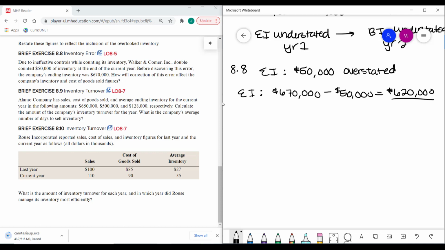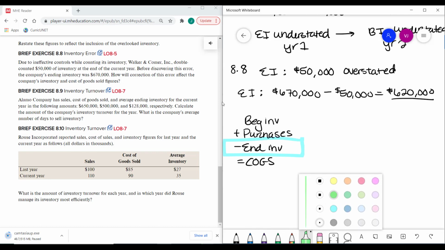And then cost of goods sold, they don't give us the number we had before, but what would happen to cost of goods sold? Well, after we correct it, right? So we have beginning inventory plus purchases minus ending inventory equals cost of goods sold, right? So ending inventory, we said, is overstated before the correction of the error. It was overstated, right? And if I subtract too much, what happens to cost of goods sold? Cost of goods sold would be understated.